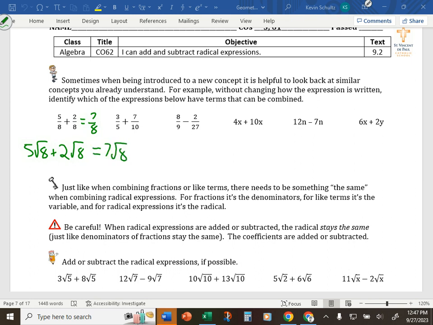Does it become 7√16? No. Just like this didn't become 7/16. Same idea. The roots must be the same and they stay the same.